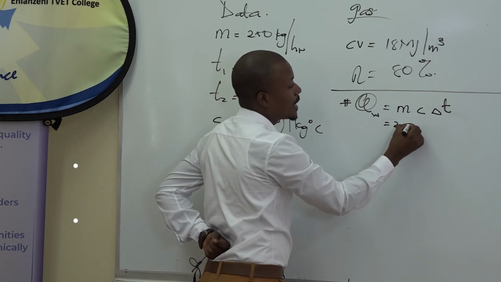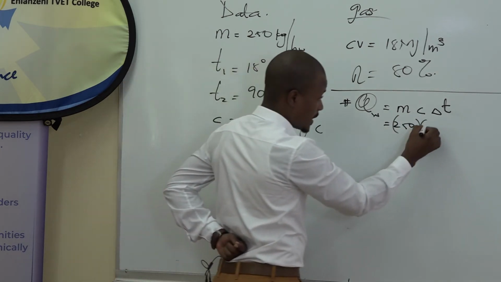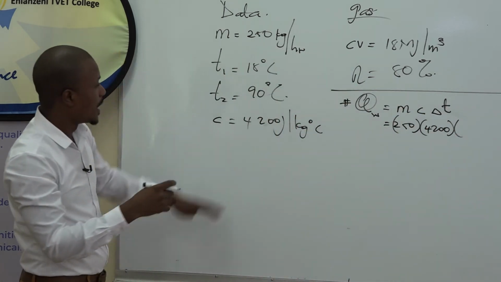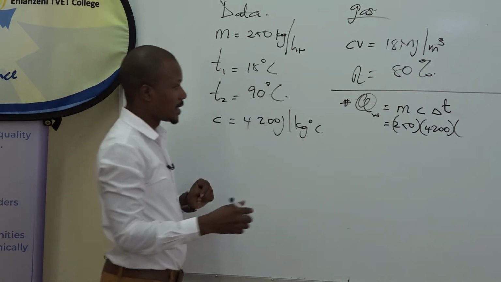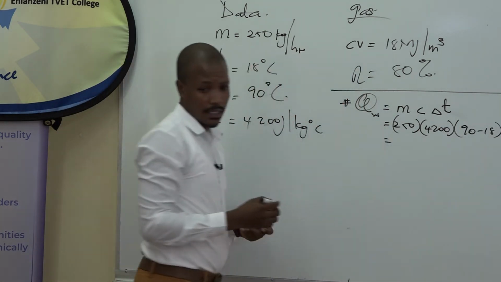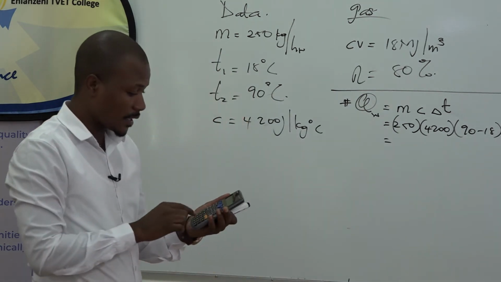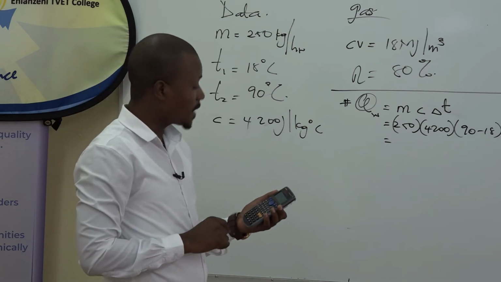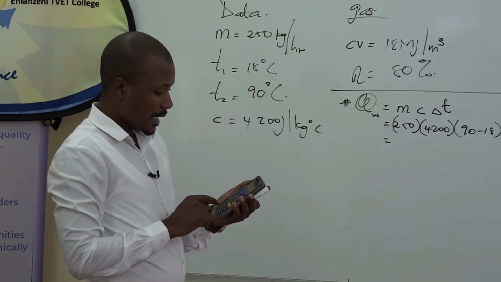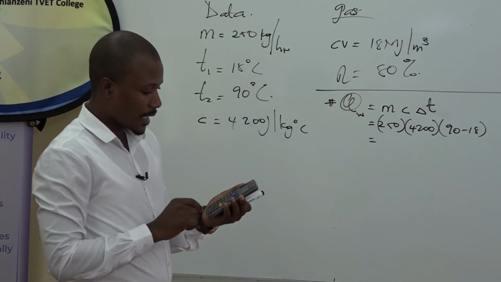What is the mass of water per hour? 250. The specific heat capacity is 4,200. And the change in temperature, T2 minus T1, is 90 minus 18. Let us punch that into our calculator and see. 250 multiplied by 4,200 multiplied by 90 minus 18. We get that value.